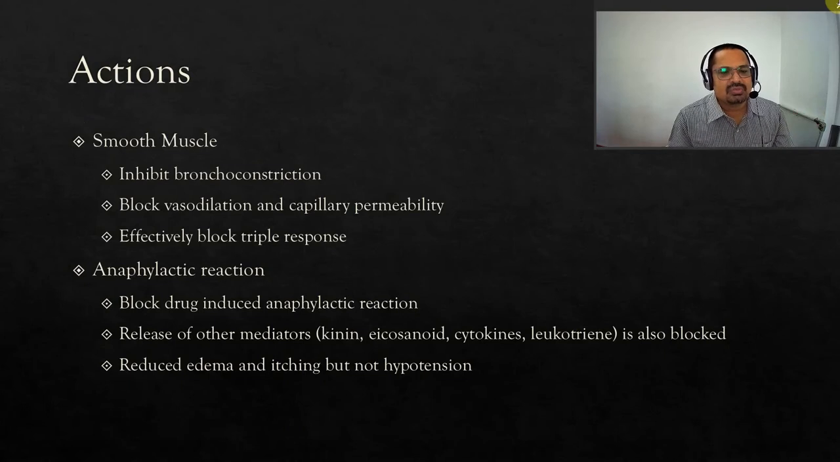So what are the actions of this H1 antagonist or conventional antihistaminic agent? On smooth muscle, they inhibit bronchoconstriction. Bronchoconstriction induced by histamine is inhibited effectively by this antihistaminic agent. They block vasodilation and peripheral capillary permeability, which will be reduced. They effectively block the triple response: flush, flare, and wheal. So bronchoconstriction, capillary permeability, vasodilation, and the triple response are effectively blocked by the antihistaminic.